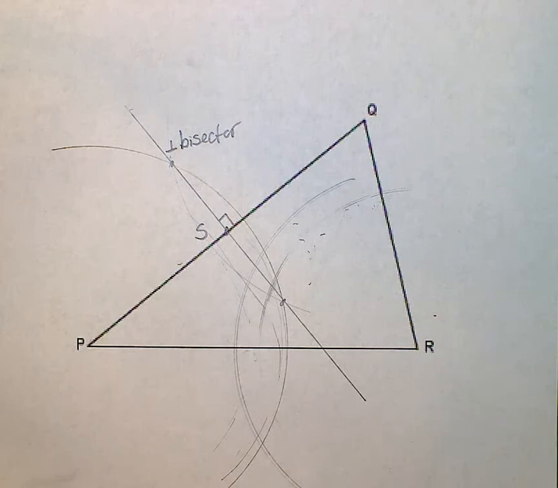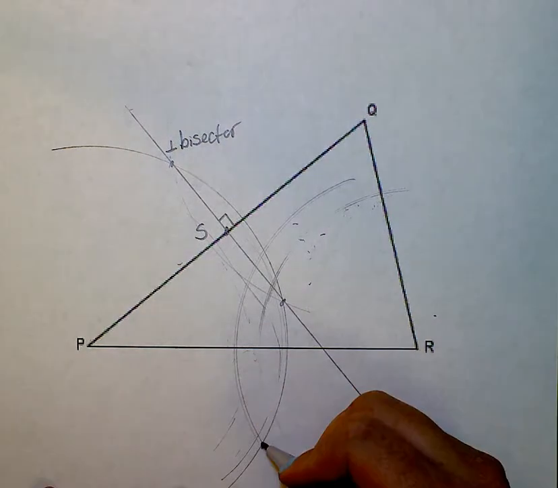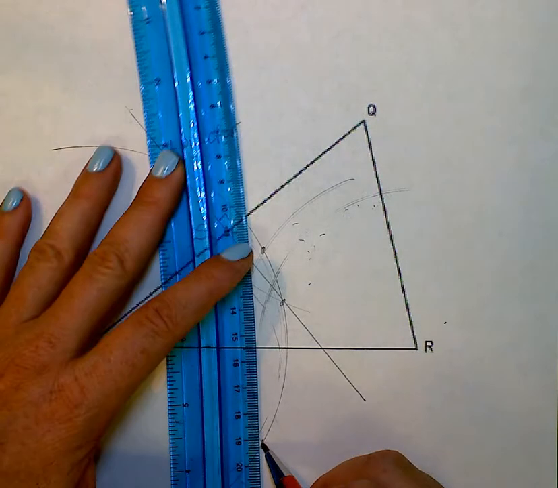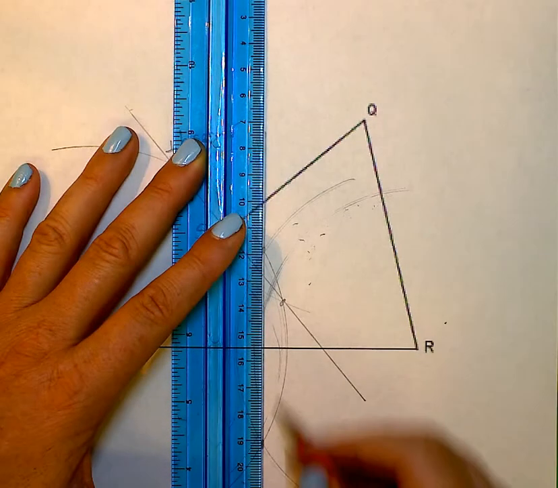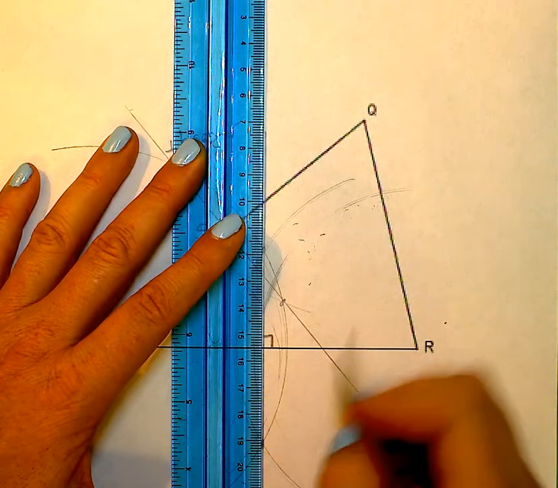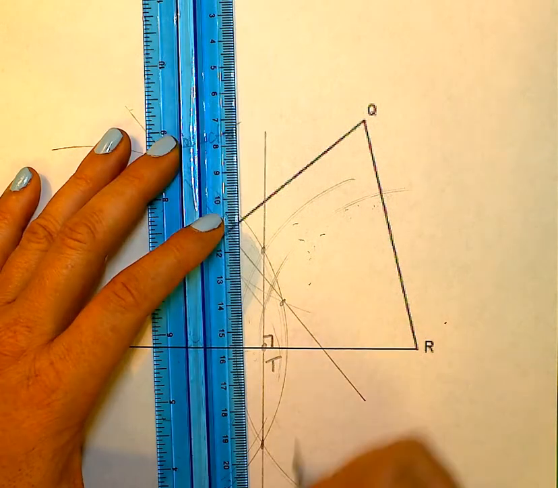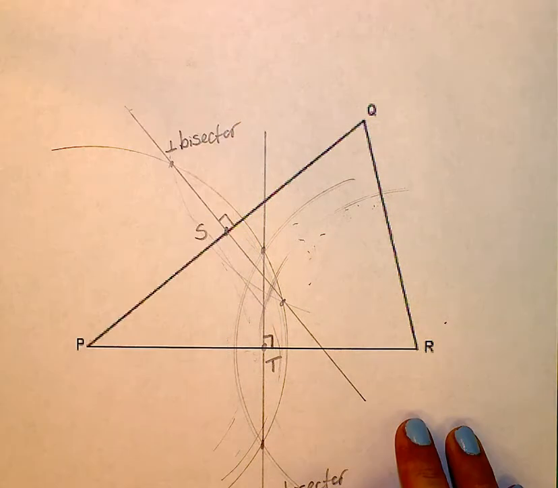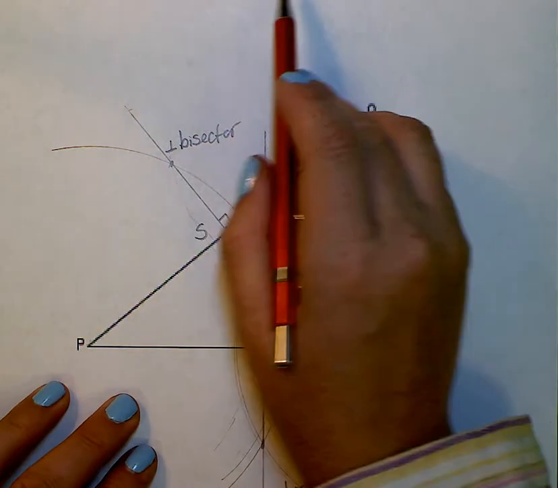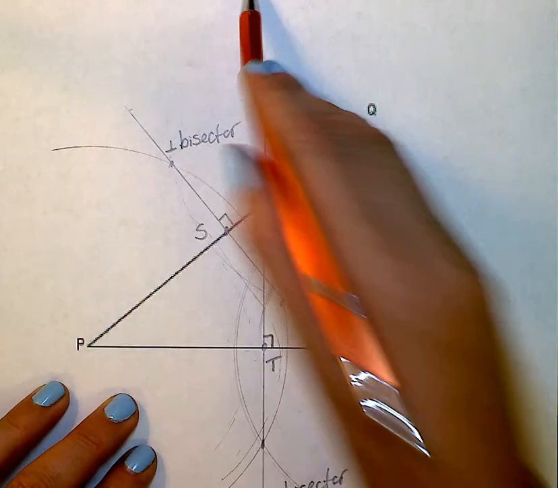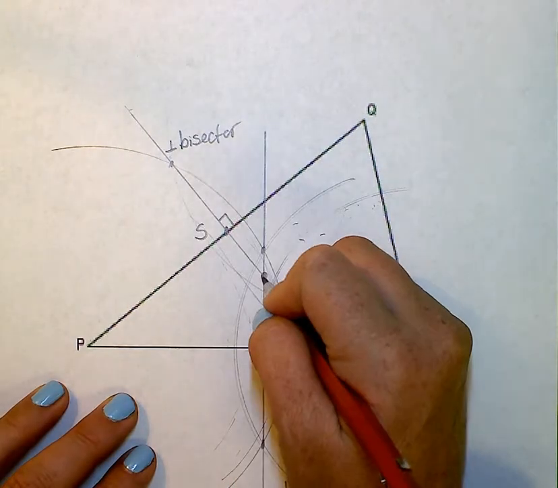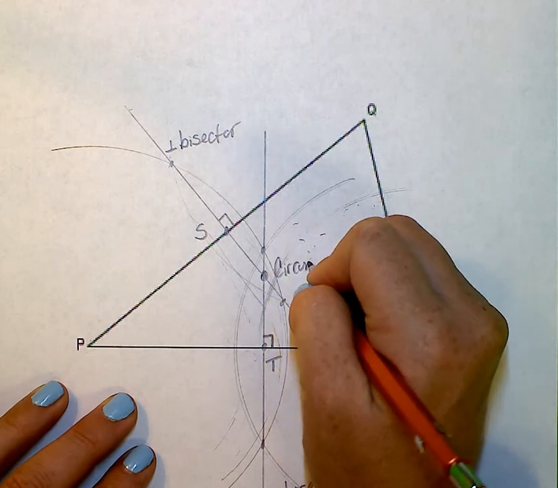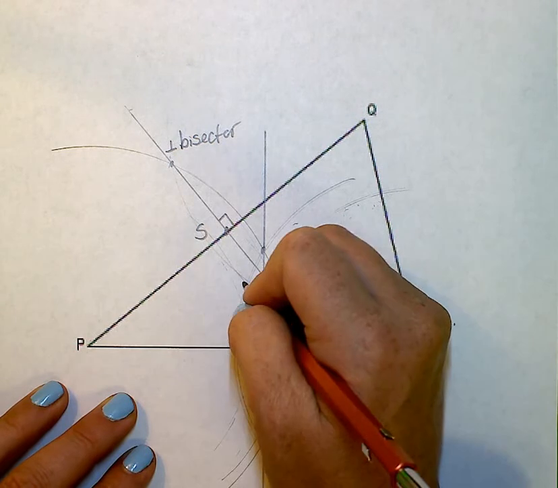We're going to end up with 2 points of intersection with those curves. I have them here and here. Line them up. And that we're going to call point T. That's another perpendicular bisector. Now it says we're going to label the circumcenter U. So where those intersect, that's going to be our circumcenter. We're going to call it point U.